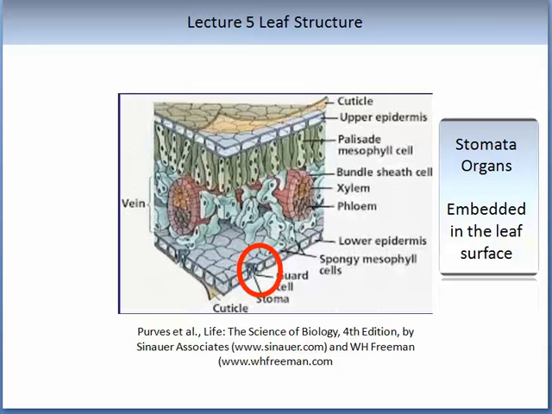This is then followed by the upper epidermis. Under the upper epidermis are the palisade mesophyll cells. This is where the photosynthetic or energy production part of the leaf is composed. Underneath are the bundle sheath cells, which surround the xylem and the phloem structures. At the bottom of the leaf you have the lower epidermis. This has a waxy cuticle to protect against loss of water from the leaf to the atmosphere. It is embedded within the lower epidermis that you will find the stomata or organs.